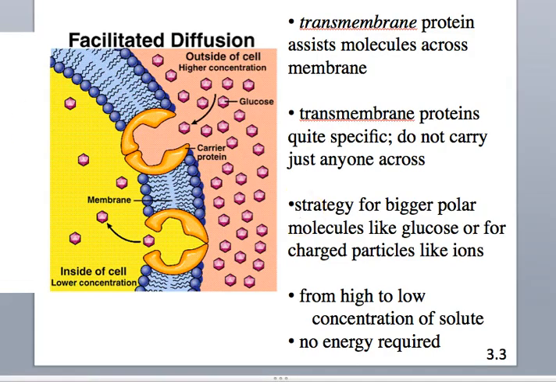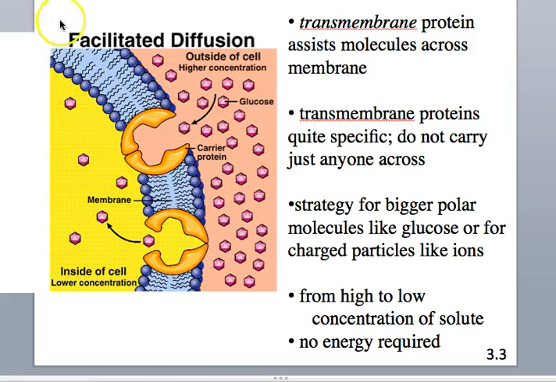Okay, so that was osmosis and diffusion. Those things happen naturally. You just slide through the membrane, no problem. What if you can't slide through the membrane because you're a large molecule like glucose, or you're a charged molecule like a salt? In that case, you have to have some sort of transmembrane protein, a protein that sits across the plasma membrane.